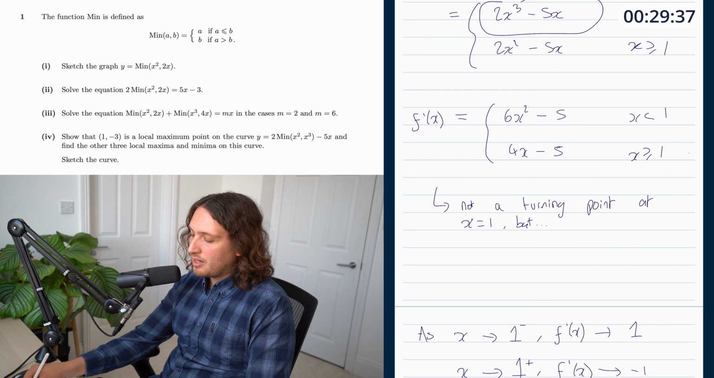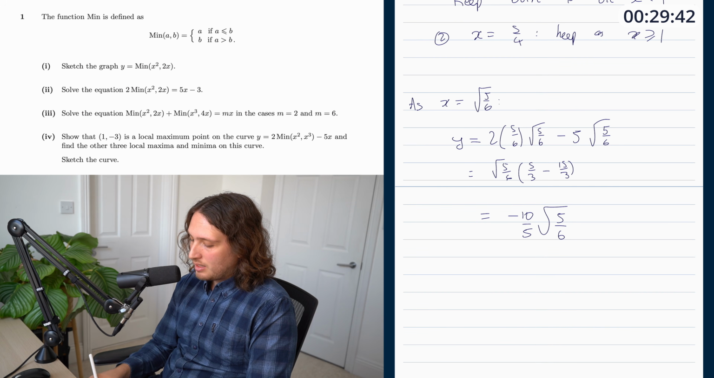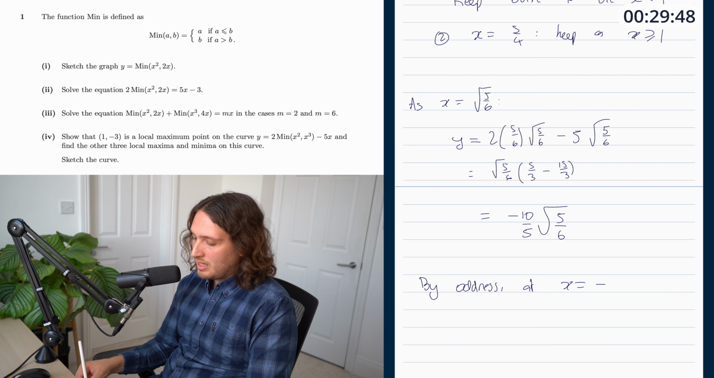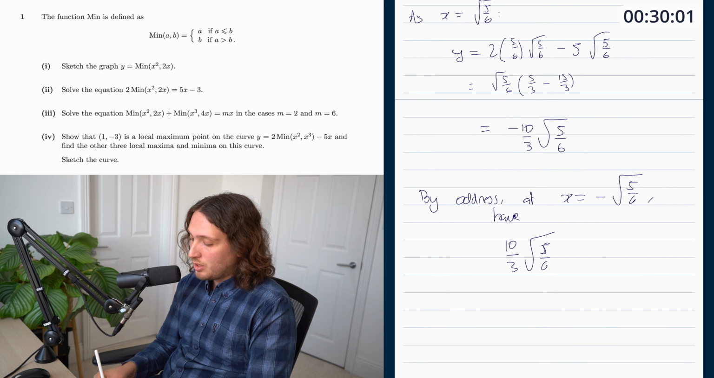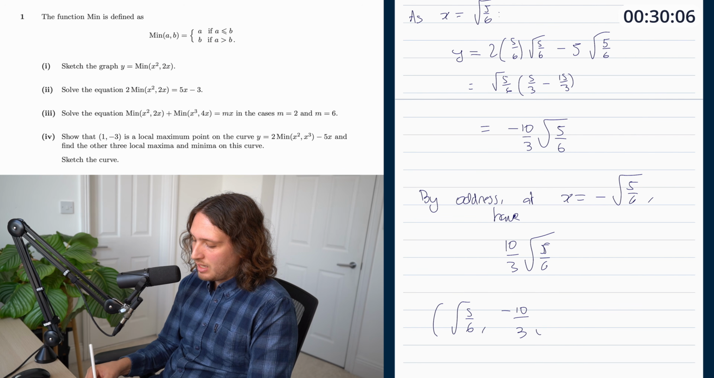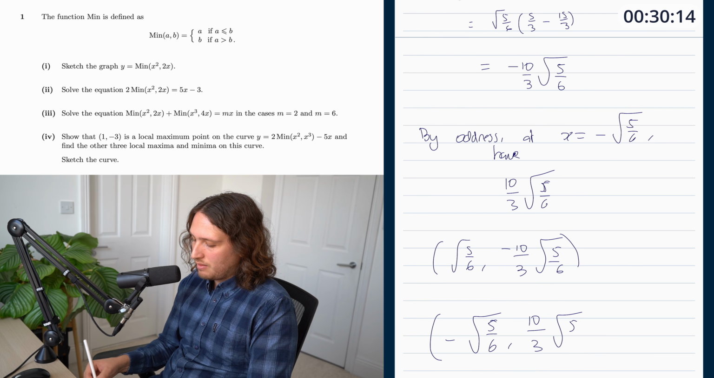F is clearly an odd function on that portion of the domain at least, so I don't need to do any work for the other one. So by oddness, at x equals minus root 5 over 6, we're going to have 10 over, and sorry, that should say 3, not 5, 10 over 3 root 5 over 6. So I've got two of my turning points. I've got root 5 over 6, minus 10 over 3 root 5 over 6. I've got minus root 5 over 6, 10/3 root 5 over 6.